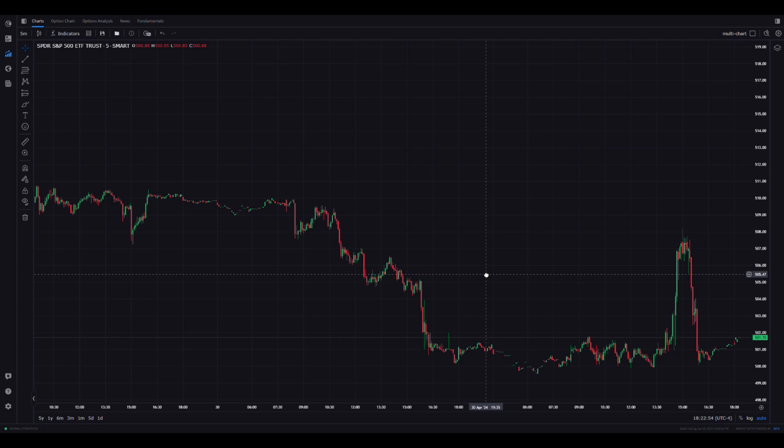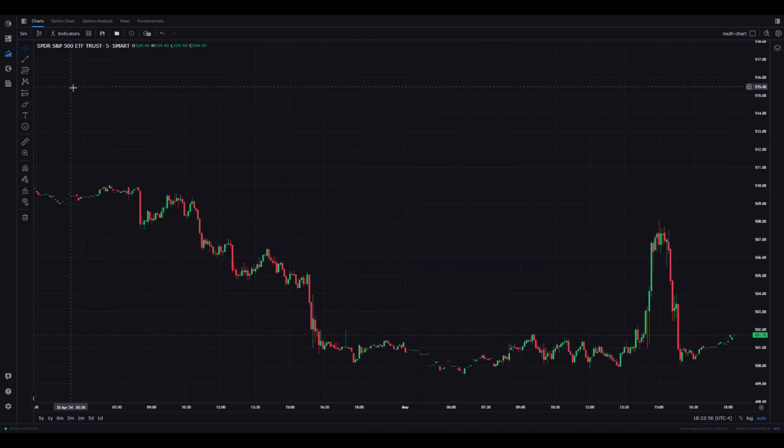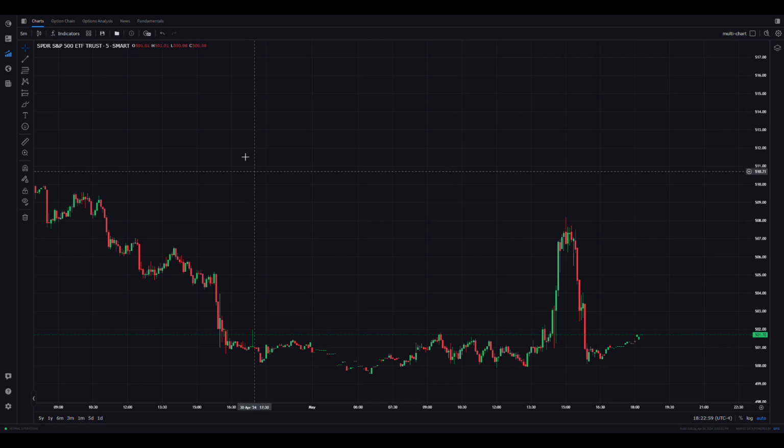Short-term timeframes zoom in on price movements occurring within a single trading session, typically spanning from the market open to close.